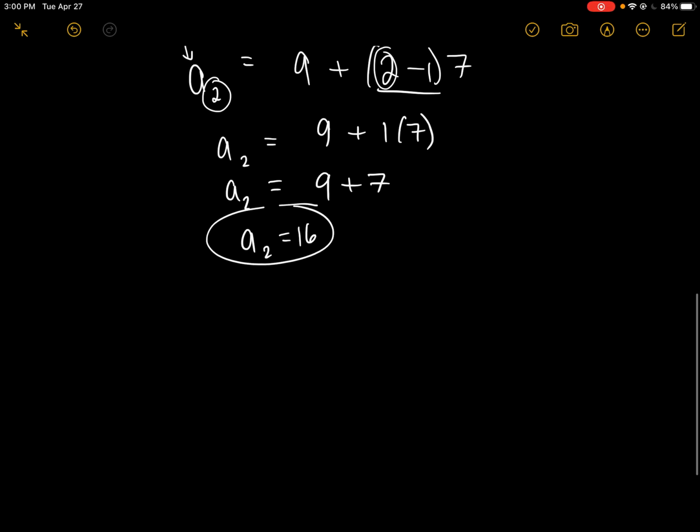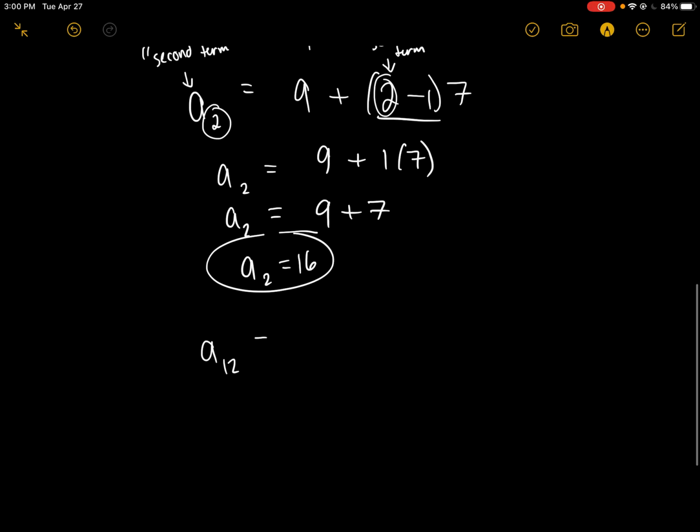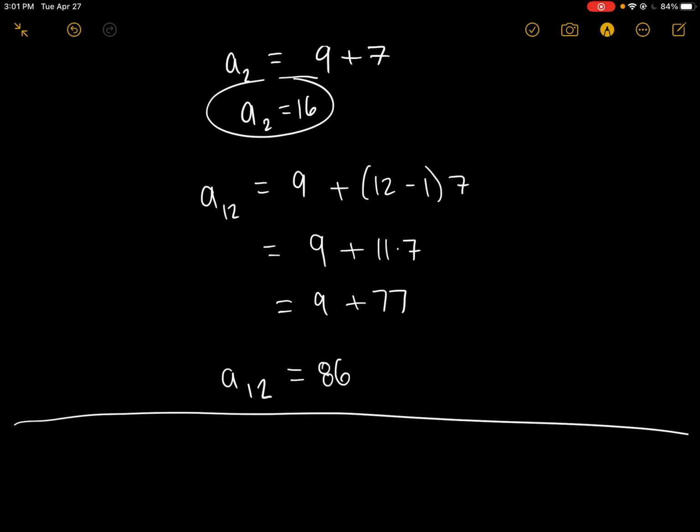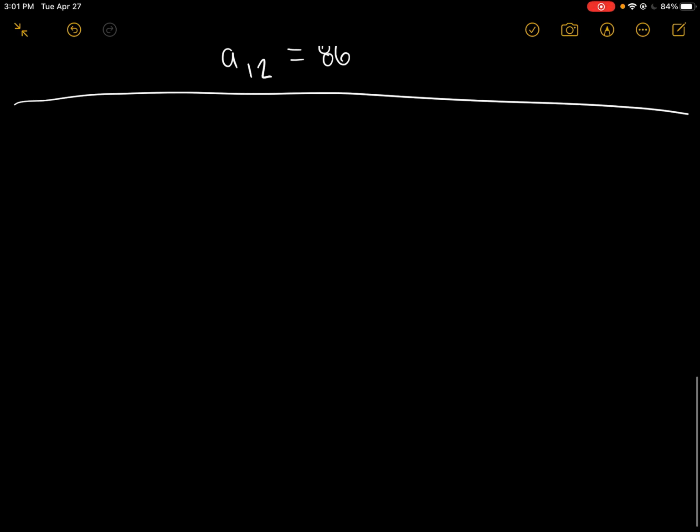So that's how we basically define an arithmetic sequence: we just take whatever number we're looking for and plug in a value. And that works for anything. So if we wanted to find, let's say, the 12th term in this sequence, well, just replace that n with a 12. Everything else stays the same. So 9 plus 11 times 7, or 9 plus 77, and I'll get 86. So the 12th term in this sequence is 86.